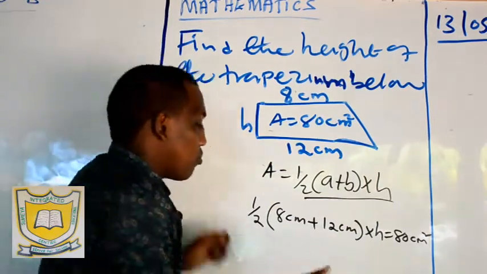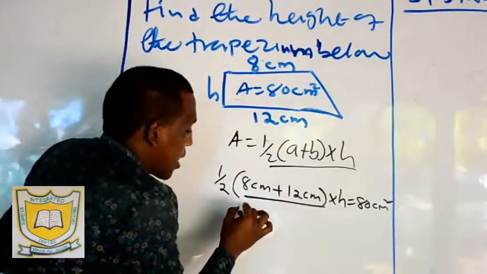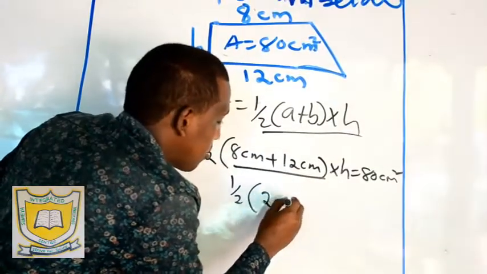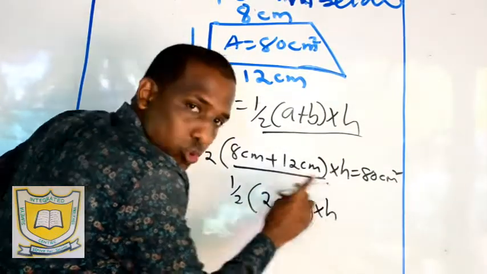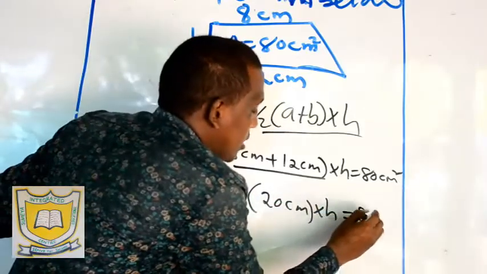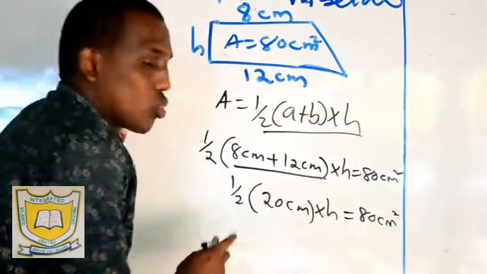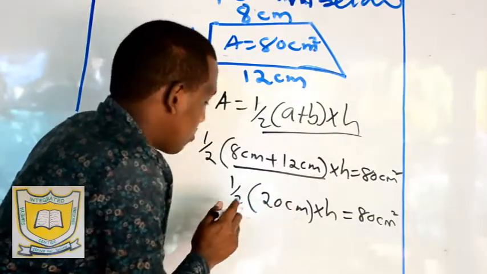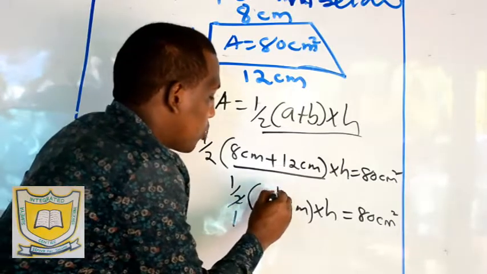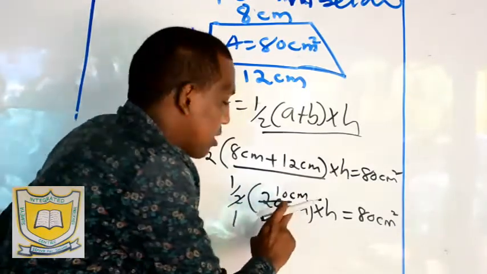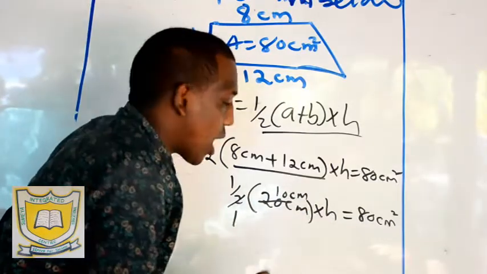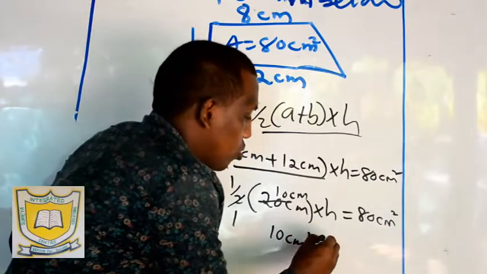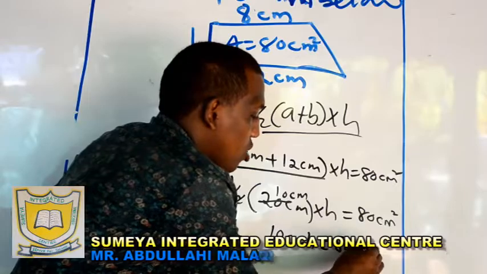Now we remove the bracket. So we say a half into bracket 12 plus 8 is 20 centimeter, bracket times H, we don't know, that's what they're asking, is equal to 80 centimeter squared. So we remove the bracket by multiplying what's outside the bracket against the inside of the bracket. So half by 20, 10 centimeter. So we multiply now, 10 centimeter times H. So we get 10 centimeter H is equal to 80 centimeter squared.